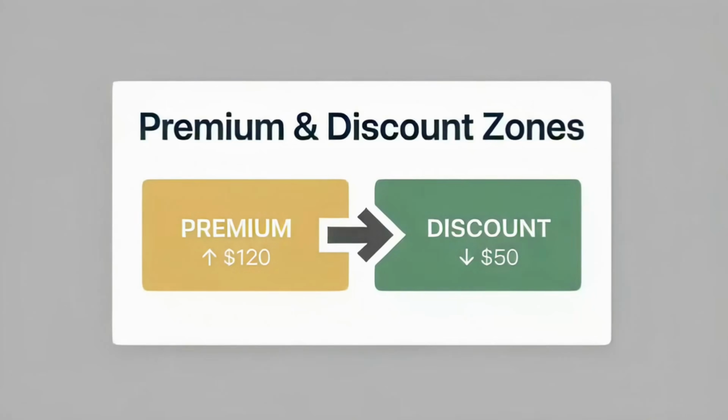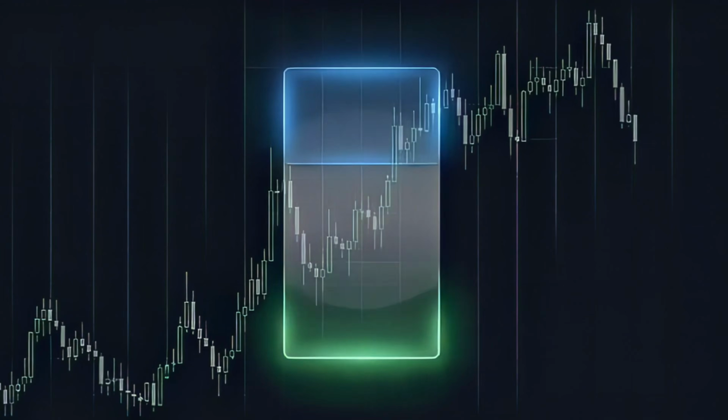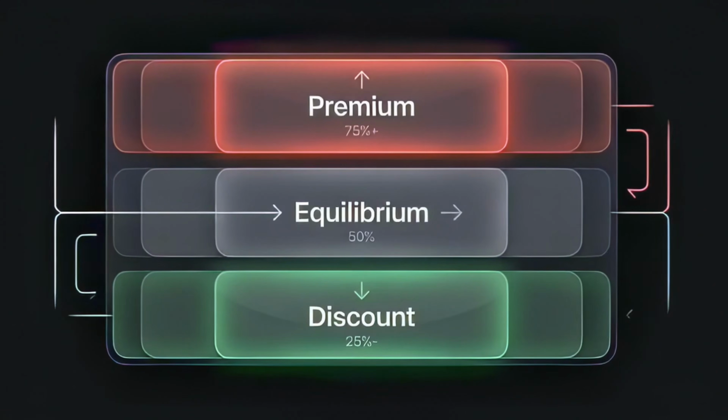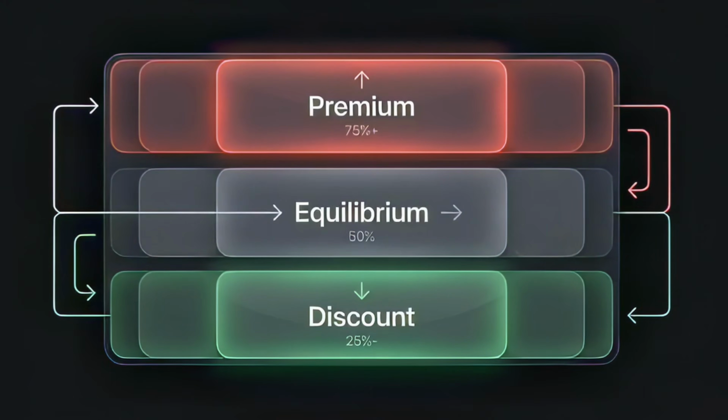And last, premium and discount zones. This one takes the current trading range and splits it into thirds. The upper third is labeled premium, the lower third is discount, and the middle band is equilibrium. The idea is beautifully simple, and it is the discipline most retail traders are missing.